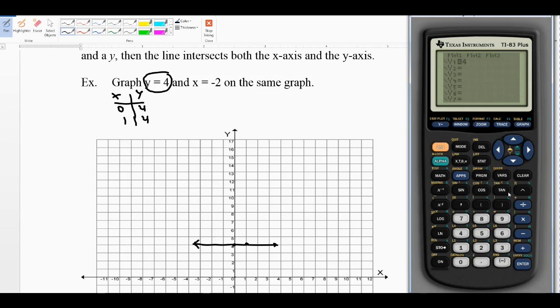Now the problem is when it comes to graphing x equals -2, your TI-84 and your TI-83 may allow you to. This one won't. So what I'm going to do is just plot points. It says that x must be -2 no matter what. For each point, x is always -2. Y can be anything, so I'm going to use 0 and 1. So -2, 0 is there, and -2, 1 is there.